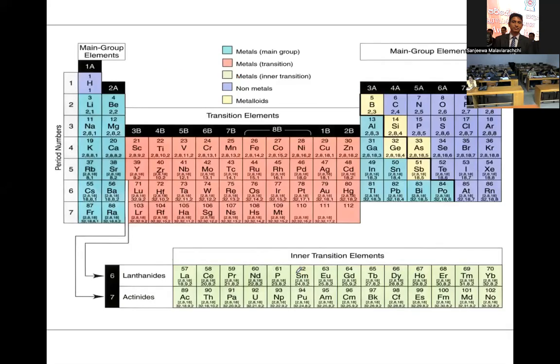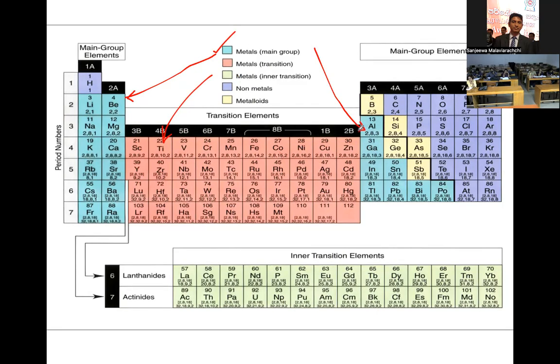You can see here, there are several types of elements. I think this is very basic, and I don't need to explain it, but just for refreshing your knowledge, we have metals, right? The metals are in this color, you can see clearly. And then we have transition metals here, okay? The metals are here. And we have transition metals, and also, of course, there are other metals in this section as well.